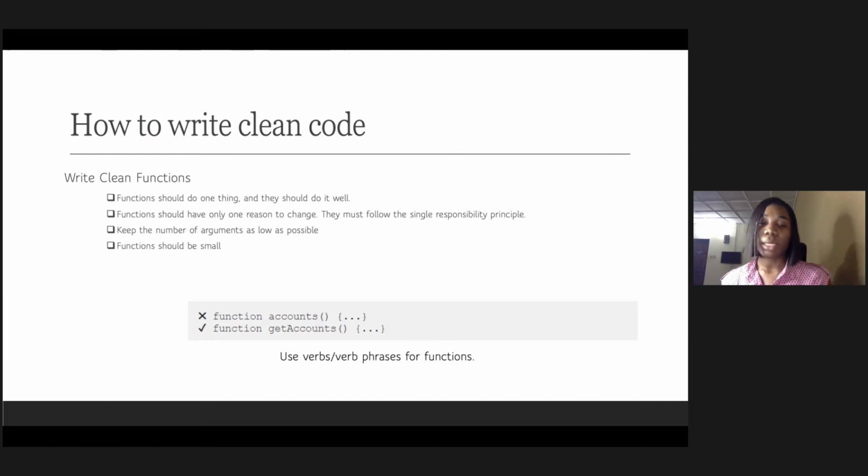You also want to keep your arguments as low as possible. I'd advise between maybe 3 to 4 arguments per function, because usually when you have an increased number of arguments in your function, it just means it's breaking the single responsibility principle, because then you're having to do multiple things in that function. Functions should be small. It's also a convention to have verbs to identify your functions, because functions are more like actions. So for instance, instead of having accounts, you can use get accounts, or you can use fetch, just something that's able to identify what exactly you're trying to do with your functions.